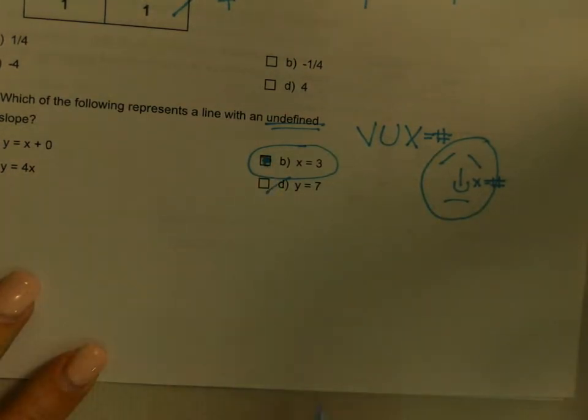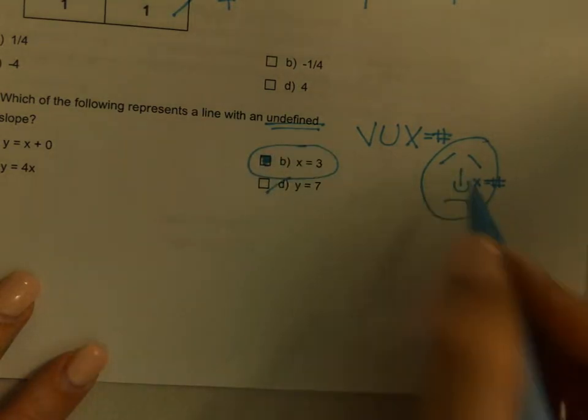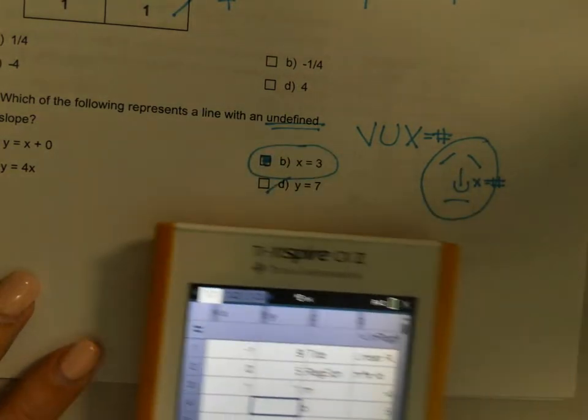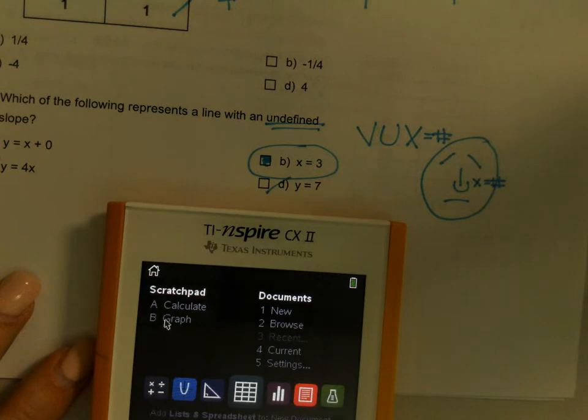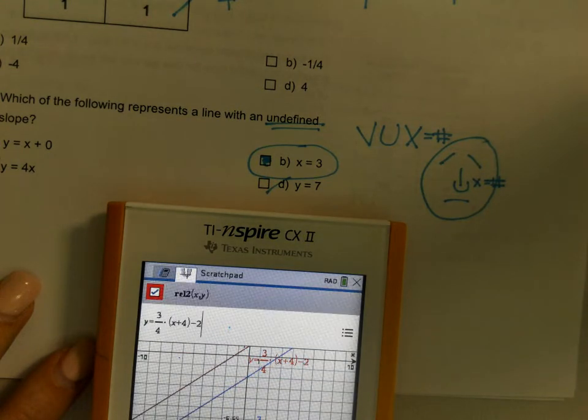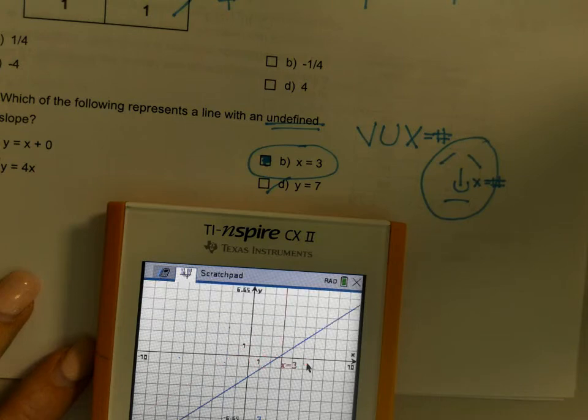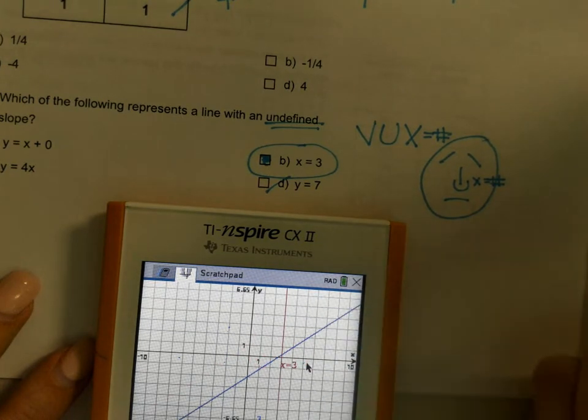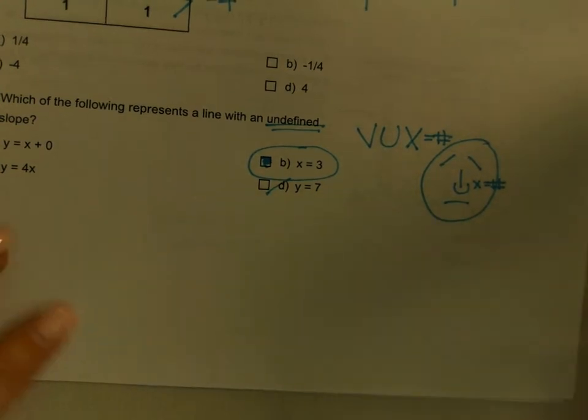I could also check if I knew that undefined meant that it went up and down. If I went back to my graph, let me delete these. And if I type in x equals 3, it should make a vertical line, which it does right there in red. So yes, that is my one with undefined.